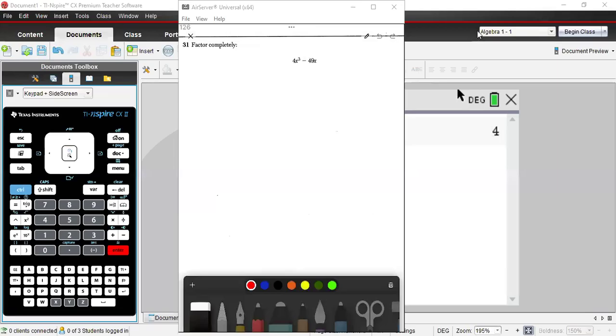All right, guys, here I'm gonna do a couple more examples of factoring. So again, we got 4x cubed minus 49x. First thing I'm gonna do is make this into a function. And what I'm gonna do is see if there's a greatest common factor between the 4 and the 49. So I am going to go to my calculator.